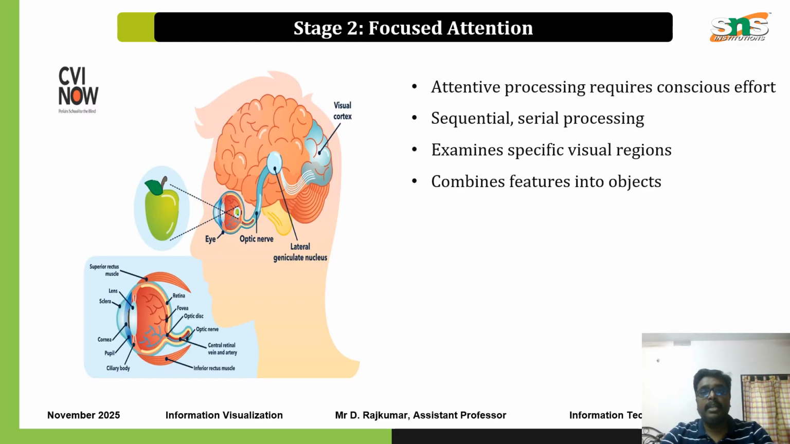The second one is human attention. This is an attentive process which requires conscious effort. The previous one is the pre-attentive process, which does not use any conscious effort. Here it involves sequential and serial processing. It examines specific visual regions and combines features into objects. This is the second way of processing all that information, where some attentive conscious effort is needed.